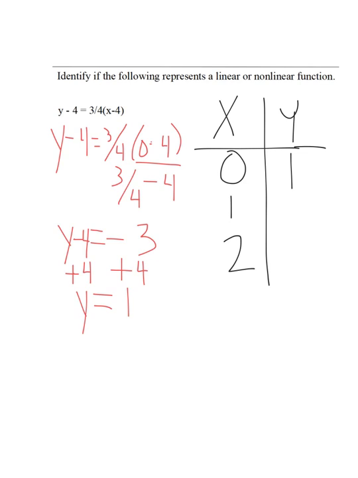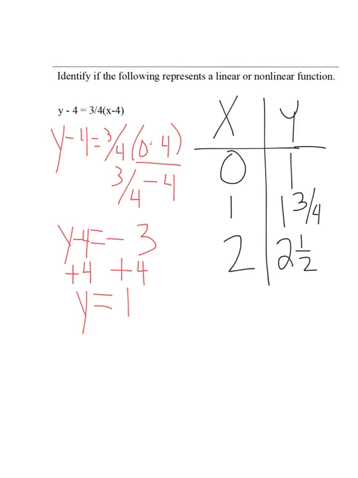When I repeat the process, plugging in 1 for my x value, I get that y is equal to 1 and 3/4. When I repeat the process, plugging in 2 for my x value, I compute and I end up getting that y is equal to 2 and 1/2.